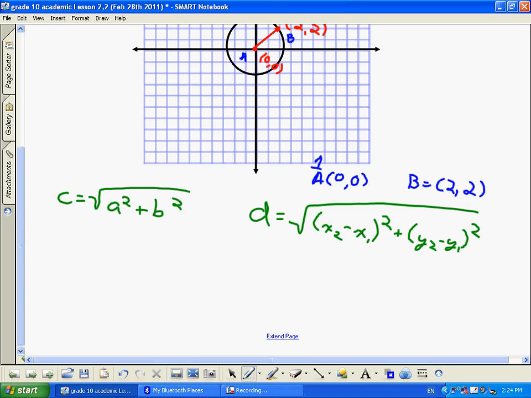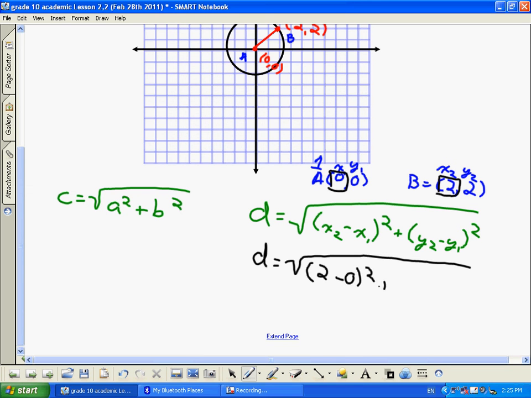We'll call A our ones. So x1 is 0 and y1 is 0. x2 is 2 and y2 is 2. I've assigned them letters, and I'm now going to plug them into my distance formula. I'm just doing this one first, then we're going to do the other one. So x2 is 2, x1 is 0, plus y2 is 2, y1 is 0.